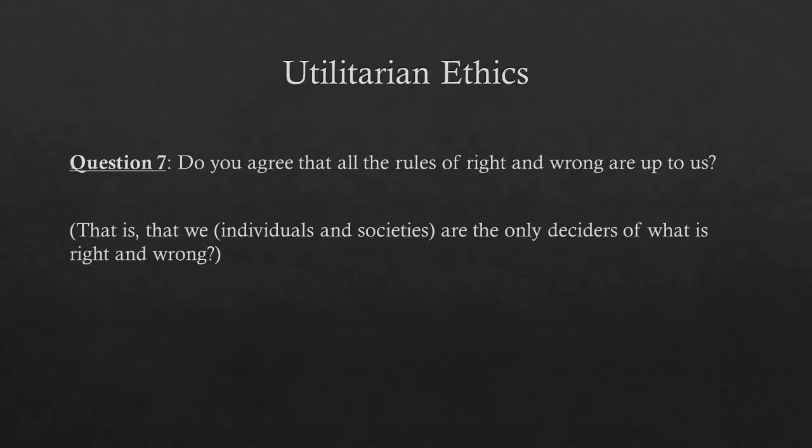Question number 7 asks, do you believe that all the rules of right and wrong are up to us? That is, that we, individuals and societies, are the only deciders of what is right and wrong. Obviously, this position negates the deontic one, because the rules in deontic systems are absolute. They're not subject to Bob and Steve. But utilitarianism argues that there are no absolutes.